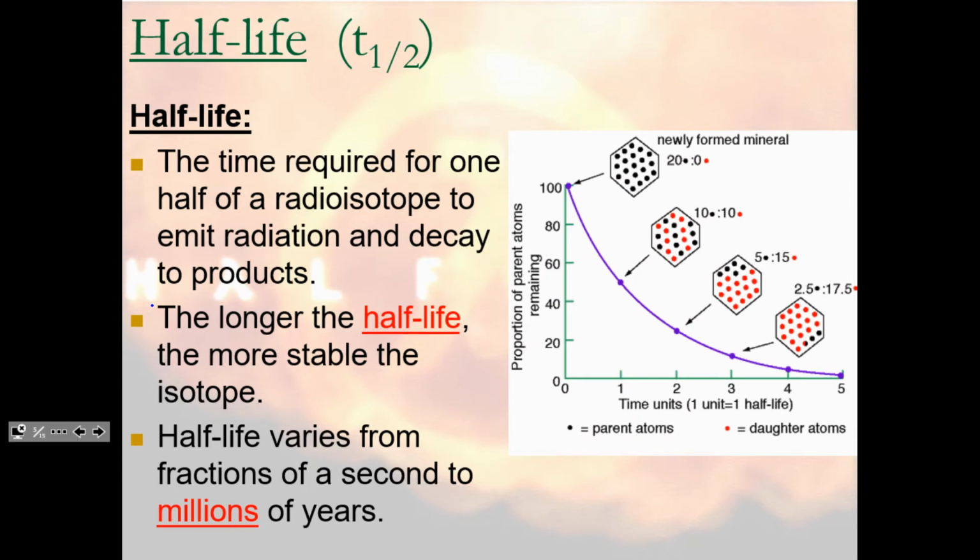So here's an image. At the very beginning, we have a newly formed mineral, and you'll see that all of the atoms here are black, 20 black and 0 red. After our first half-life, and we don't know how much time that takes here on this graph, you'll see that the fraction goes now to 10 and 10. We have decayed half of our particles. And then after another half-life, half of the 10 goes to 5, and then 2.5, and we could keep halving and actually never reach 0. And so this is an exponential curve here.